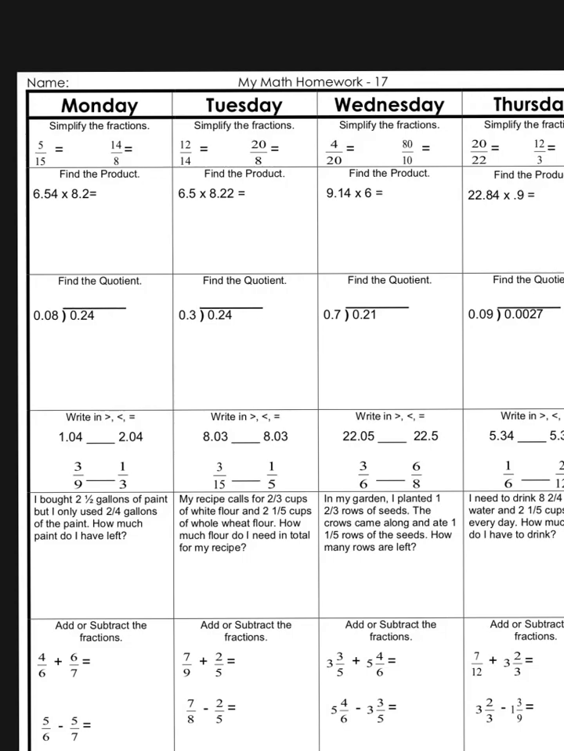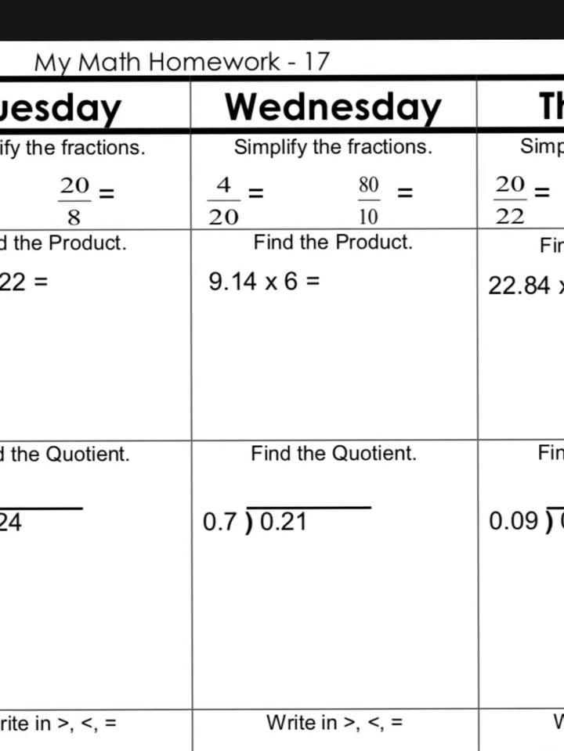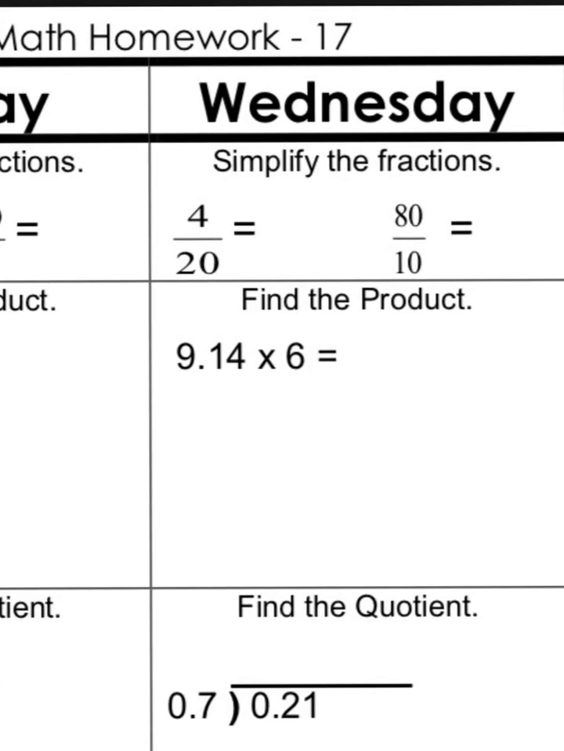This is my math homework number 17, Wednesday. For the first one, it says simplify the fractions. So we have 4/20. You have to divide the numerator and the denominator by a number that they both can be divided by. You can use 2, but the best one to use would be 4, because 4 divided by 4 gives you 1, and the 20 divided by 4 gives you 5.